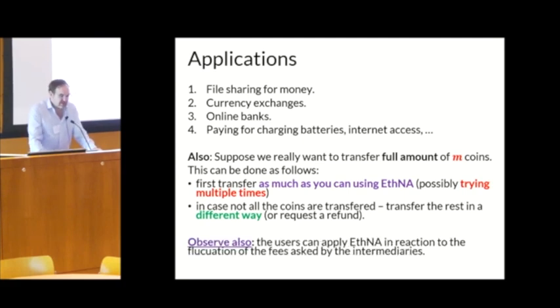Another thing is that I was mentioning the scenario where the capacity of the channel changes during time, but what can also happen is that the fees that the intermediaries ask are fluctuating. So Etna can also take this into account. But this is up to future work where people would design routing algorithms and so on. Okay, so that was it. I managed to do it in 15 minutes.